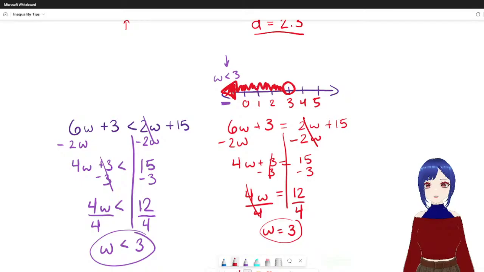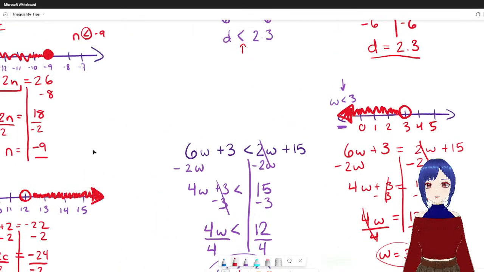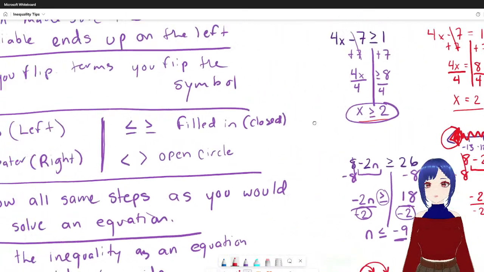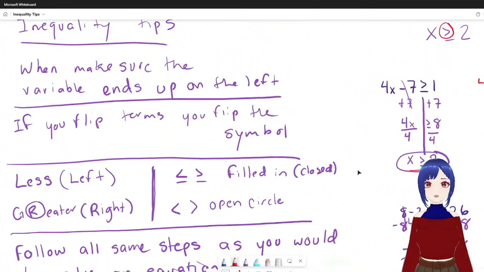So just to recap, key things. Make sure your variable's on the left. As long as you make sure your variable's on the left, you can use all of these shortcuts. If you have to flip your terms, which we did not do in this part today, then you are going to have to flip your symbol.